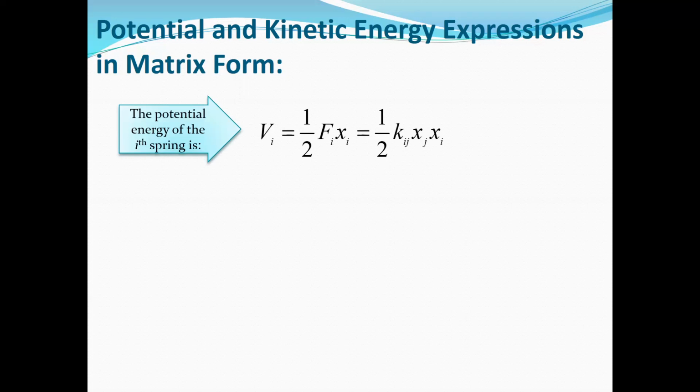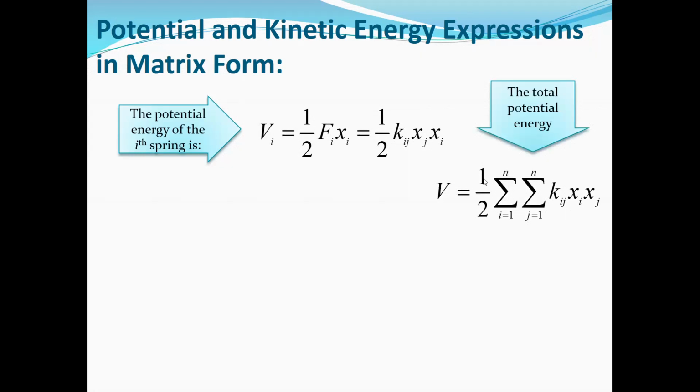Okay, the potential energy and kinetic energy will be calculated similar to the single degree of freedom system, but this time we will have n masses, and in fact we will have n springs. To calculate the potential energy for the i-th spring, we know that the potential energy is equal to half times F times X, where the F in the i-th spring is equal to Kij times Xj.